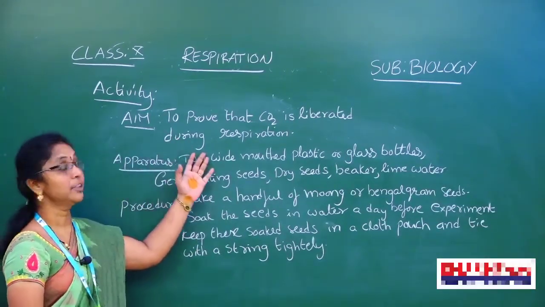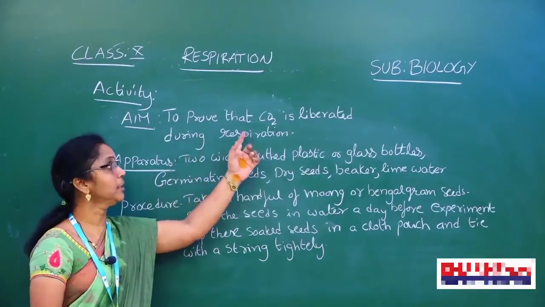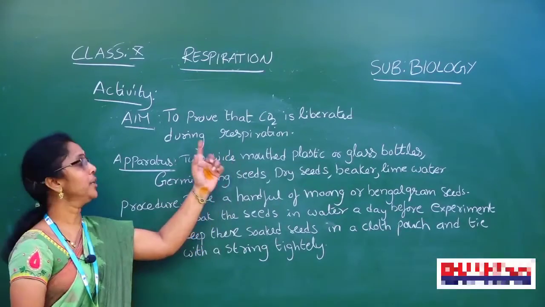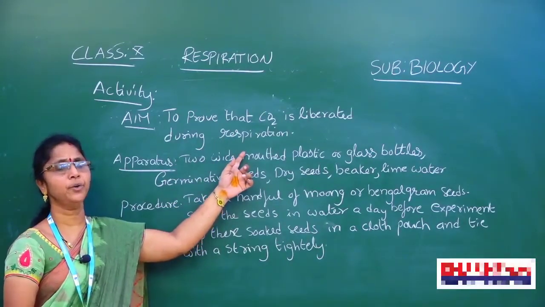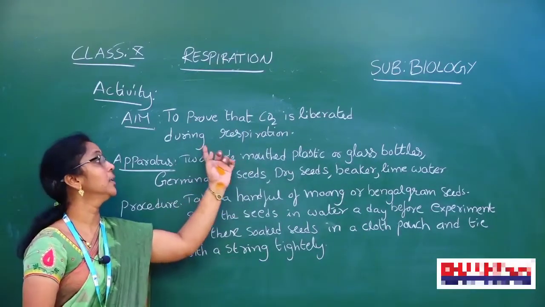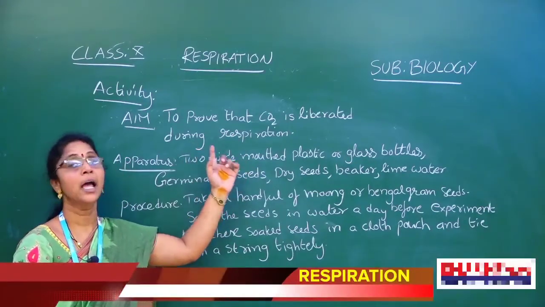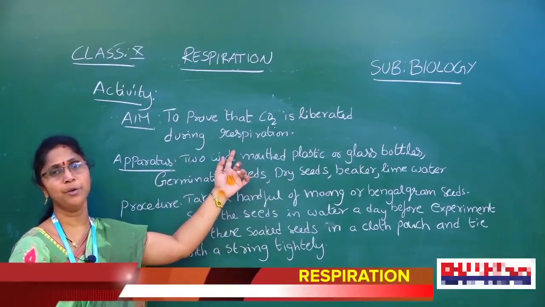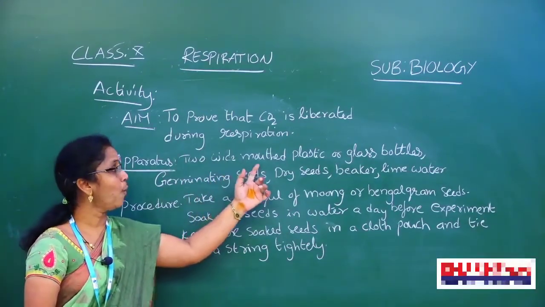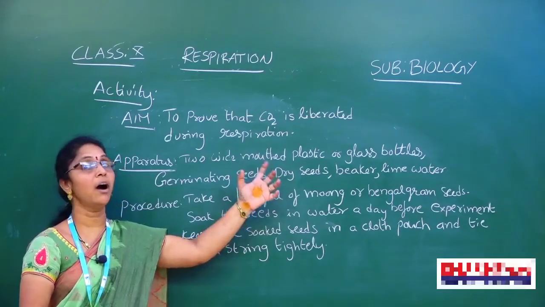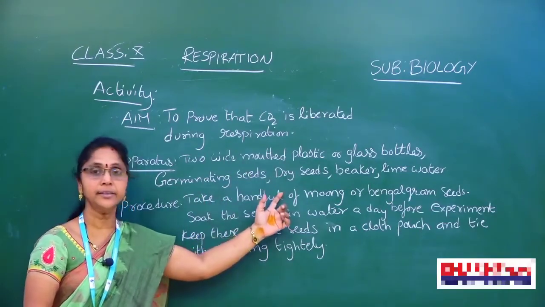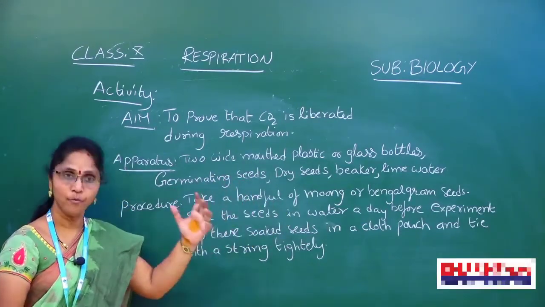To know more about respiration, we will conduct some activities. See here, we will take one activity to prove that carbon dioxide is liberated during respiration. So here, what type of respiration can we find? Aerobic respiration. The aim of our activity is to prove that carbon dioxide is released during aerobic respiration. Now, what apparatus is required here? We will take two wide-mouthed plastic or glass bottles, germinating seeds and dry seeds, and beakers with lime water.